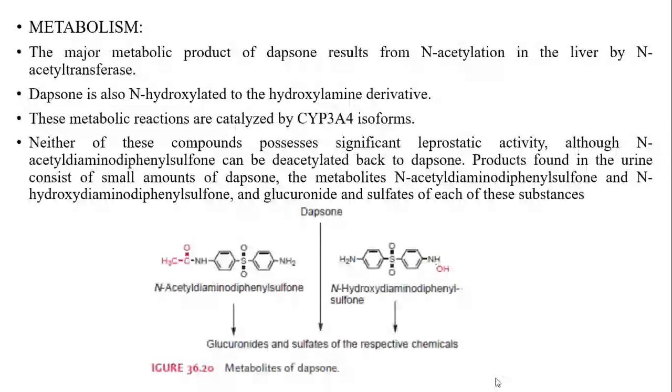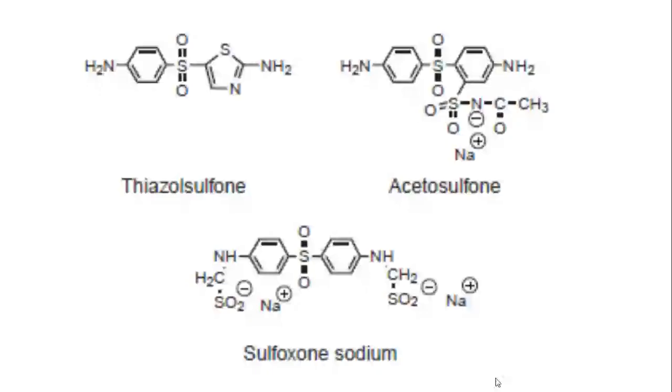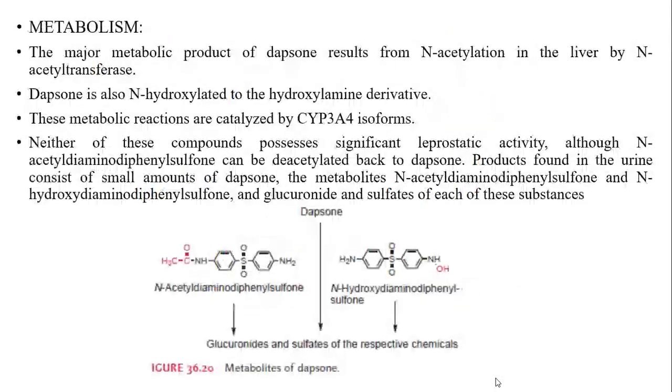Then again, a few further metabolic products are given. The major metabolic product of dapsone results from N-acetylation in the liver by N-acetyl transferase. So these are not metabolic products. These are the structural activity modifications. These structures are the structural modifications of the dapsones. These are the metabolic products, correction. So the major metabolic product of dapsone results from N-acetylation in the liver by N-acetyl transferase.